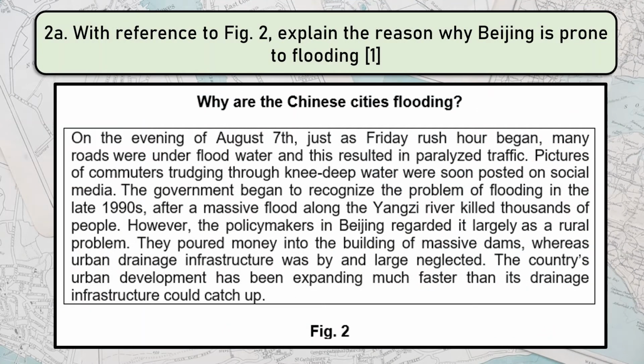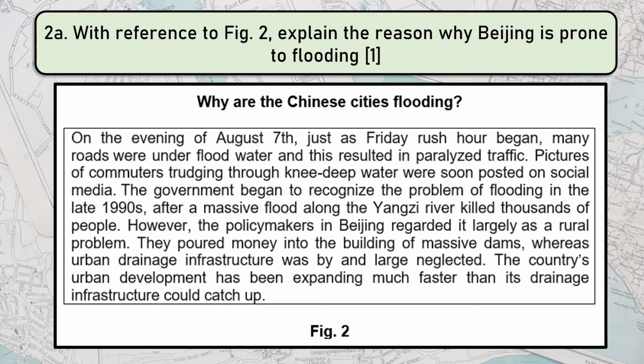So let's take a look at the next question. This is also a question that involves data. However, the type of data that we are given is different. It is not a visual kind of data. It's more of a textual data, meaning that it is a story from somewhere. So with reference to figure 2, explain the reason why Beijing is prone to flooding.